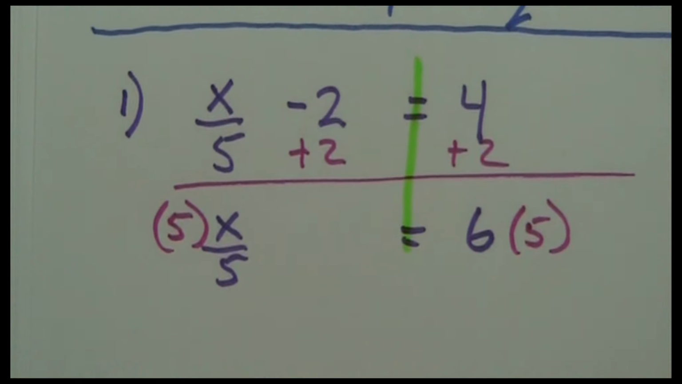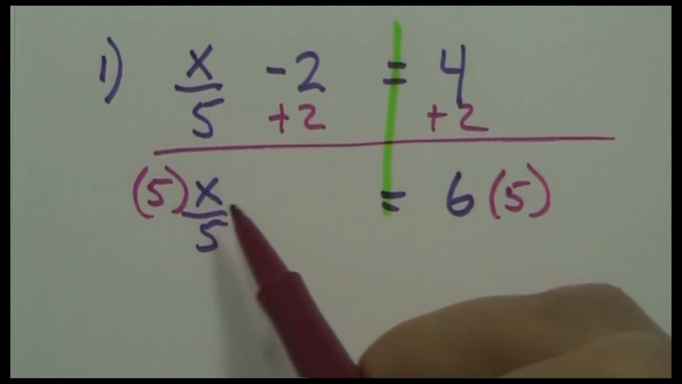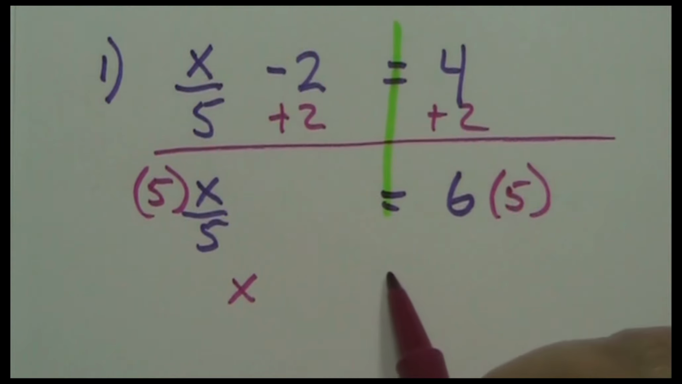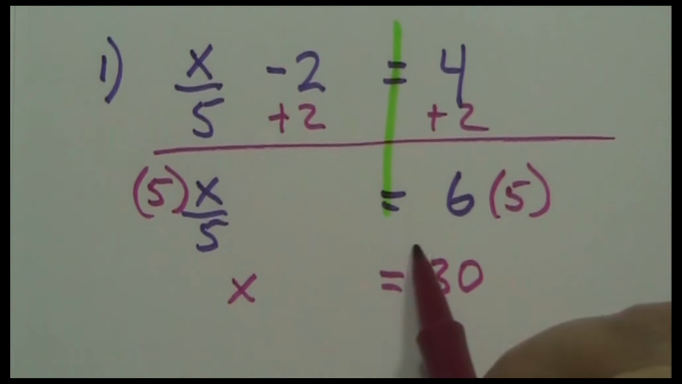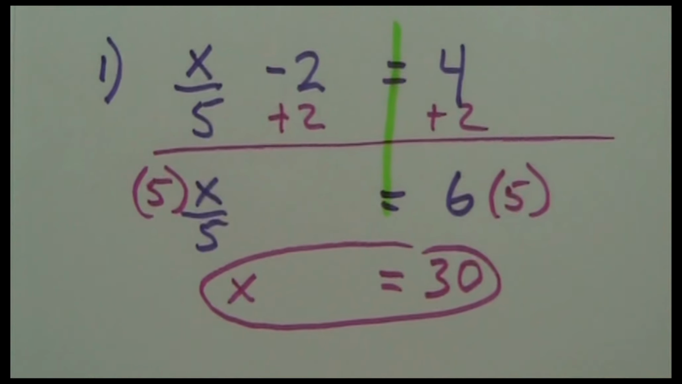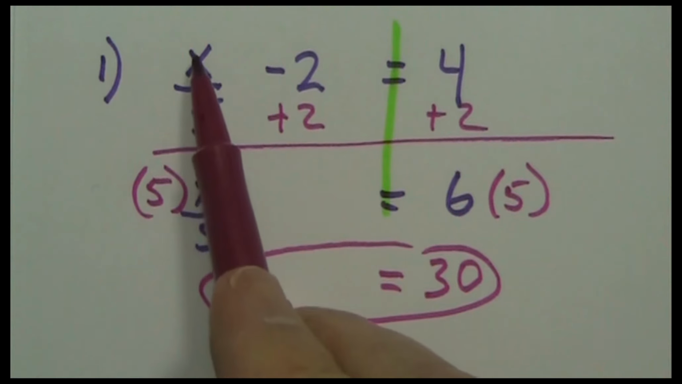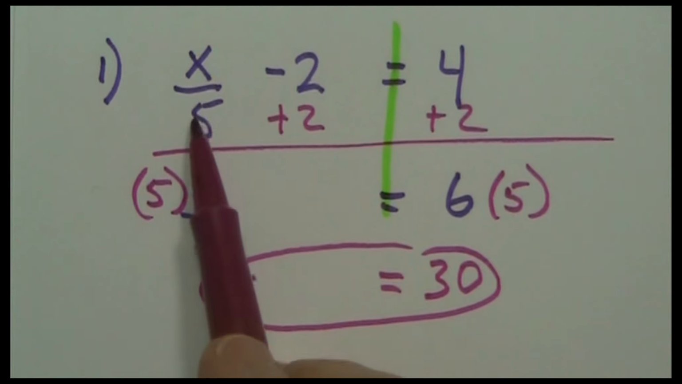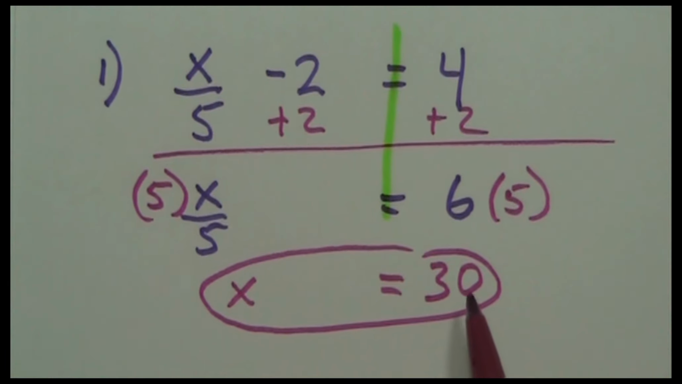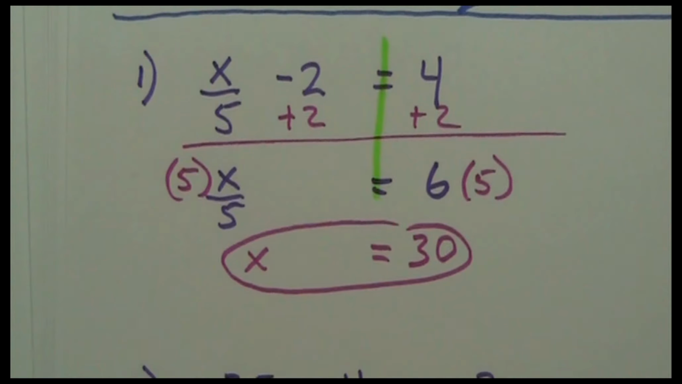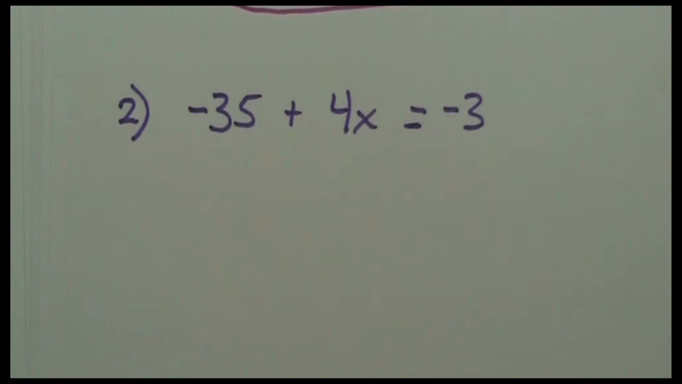But I need to do it to the other side. So this reduces to 1x. On the right side, 6 times 5. And by the way, if you plug this in here, 30 divided by 5 is 6. And 6 minus 2 is 4. It works. This answer is correct. Okay, number 2.